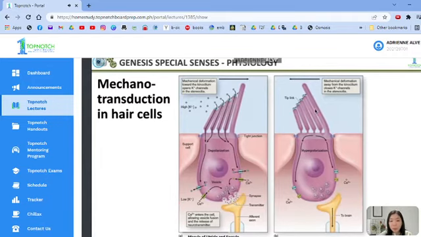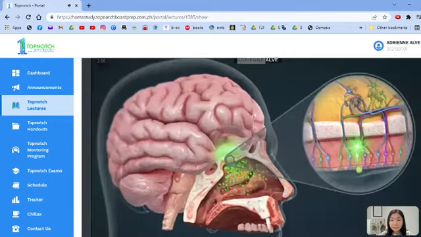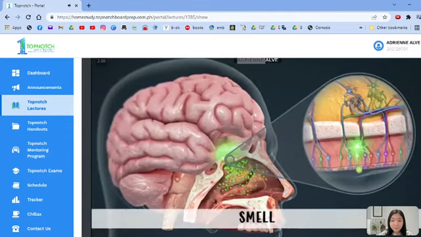Now, the movement in the opposite direction, or away from the kinocilium, will produce slacking of the tip links, closing of the channels, and hyperpolarization, and thus it inhibits neurotransmitter release. And that was balance. Let's move on to smell.